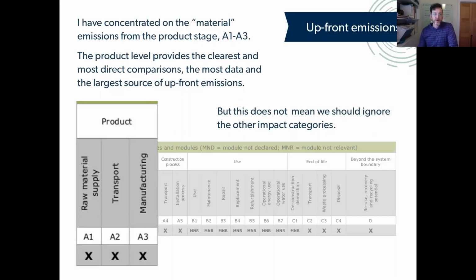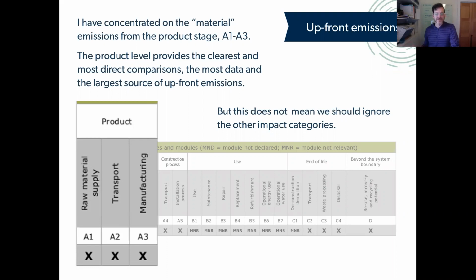So in my work, I have focused a lot on this product stage, on the A1 through A3. And I do that for a few reasons. One is that this is where the clearest and best data lives. So, as I talked about earlier with all the other modules, there are so many assumptions built into trying to come up with data for all those other modules, trying to make averages for transportation, for installation, for how often something is repaired or replaced, or what happens at the end of its life.